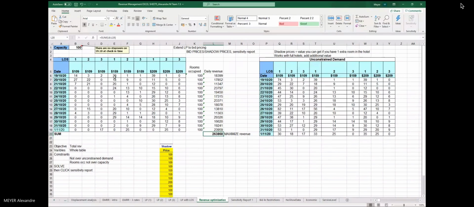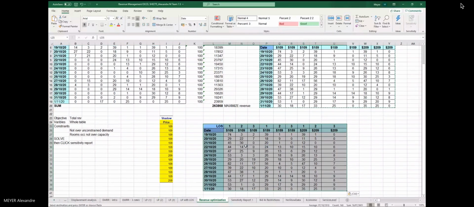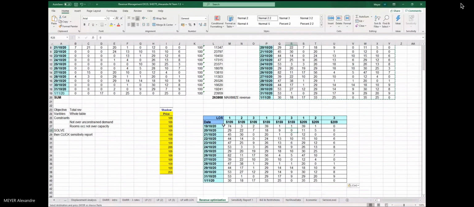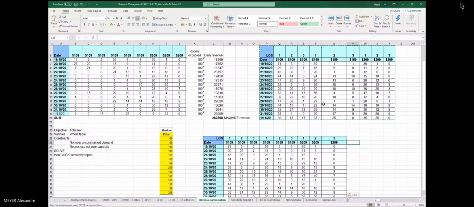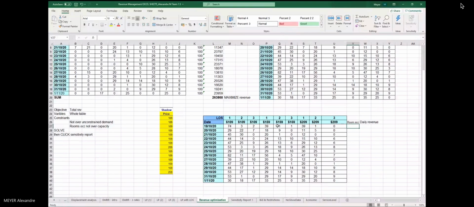So how would you be able to approach this? Well, your capacity is 100, and this is your unconstrained demand. Okay, so let us just copy and paste this into this corner. So how would you approach this to look at how to maximize revenue? Well, you have to first compute the daily revenue, right? So first what you would do is rooms occupied, and then daily revenue. So obviously for rooms occupied, you take the sum of this, and then for the multiple night stays, you take the sum of all that.